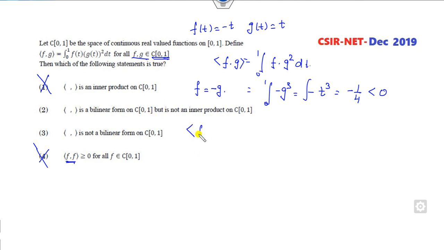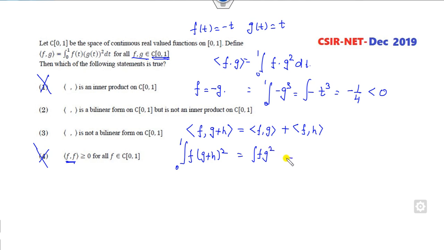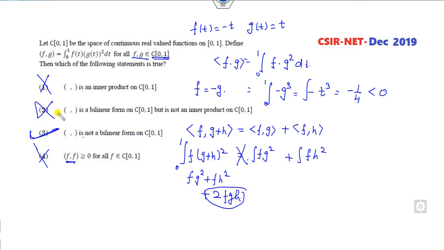What is the meaning of bilinear? If I take G plus H, it must be F of G and F of H. So look at the left hand side. This is G plus H square. And look at the right hand side, it's Fg square, and this is Fh square. Clearly when you open this bracket, it is Fg square plus 2 times this, but this term will not always be 0. So this is not true. It is not bilinear. This is the wrong option.